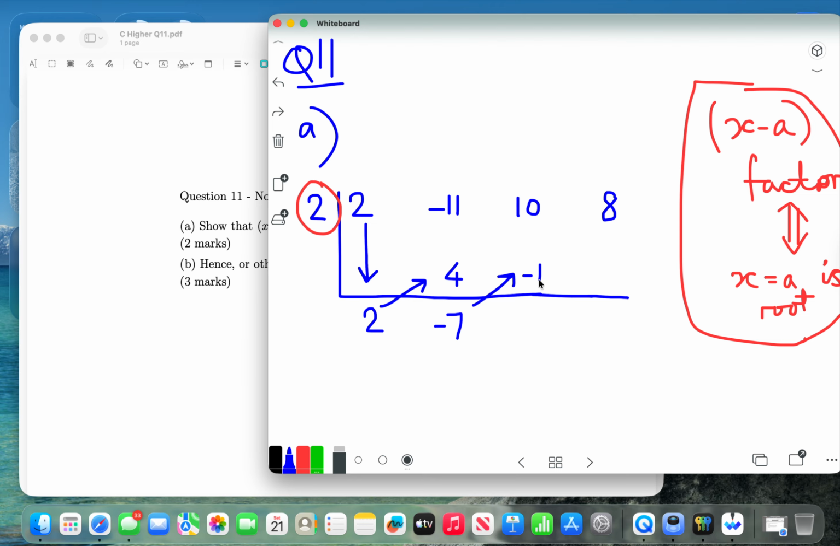You want to get really good practice with this algorithm because it's a common question and you just have to learn it. You add the columns and then multiply by 2, and we can see that this number that we obtain here is the remainder. So we have a remainder of 0.